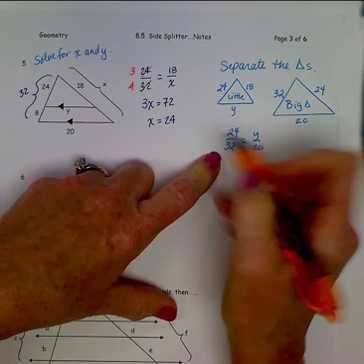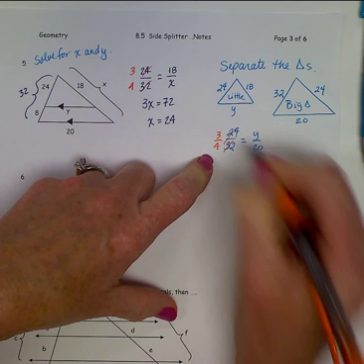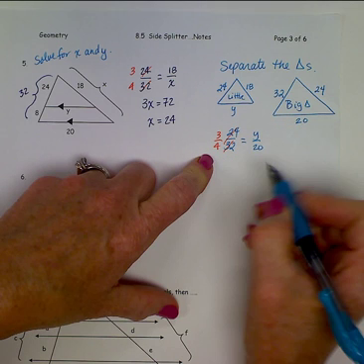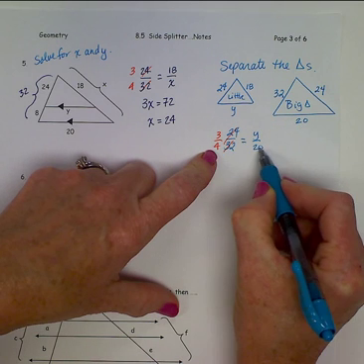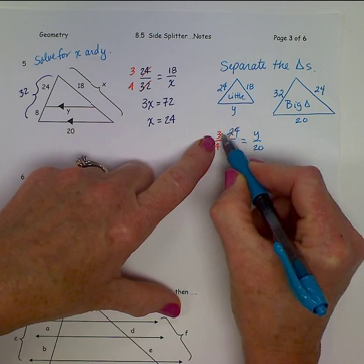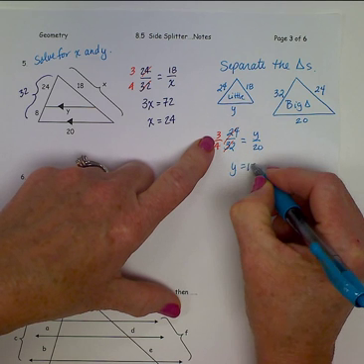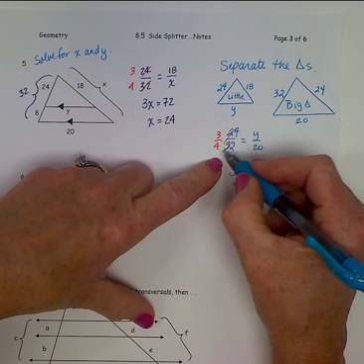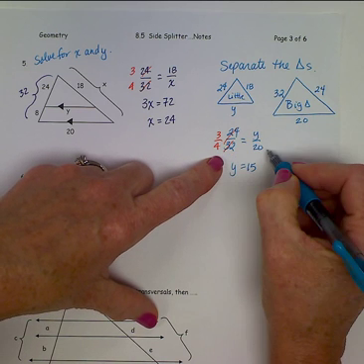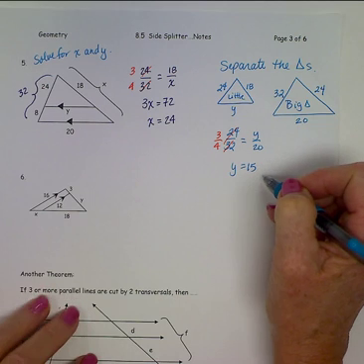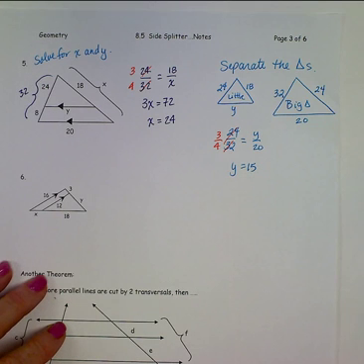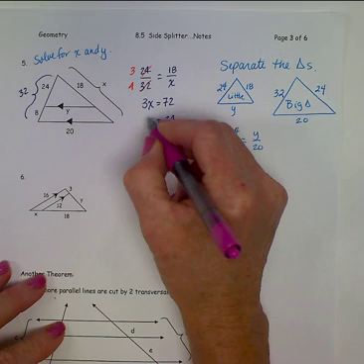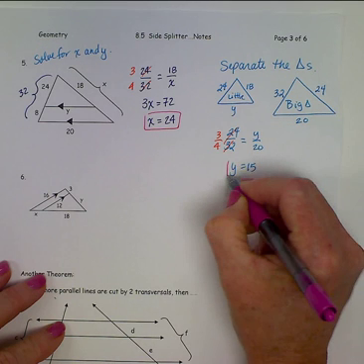Simplify again, 3/4. If you get the little shortcut here, 4 times 5 is 20, so 3 times 5, y is 15. Again, if that bothers you, cross multiply. 4y equals 60, and then y is 15. And we are done right there. X is 24, y is 15.